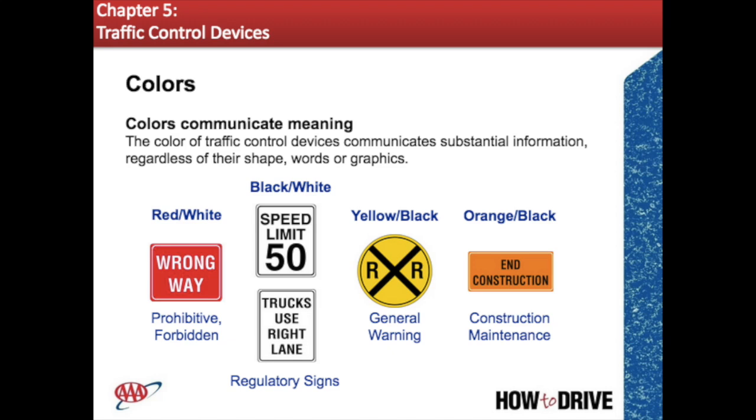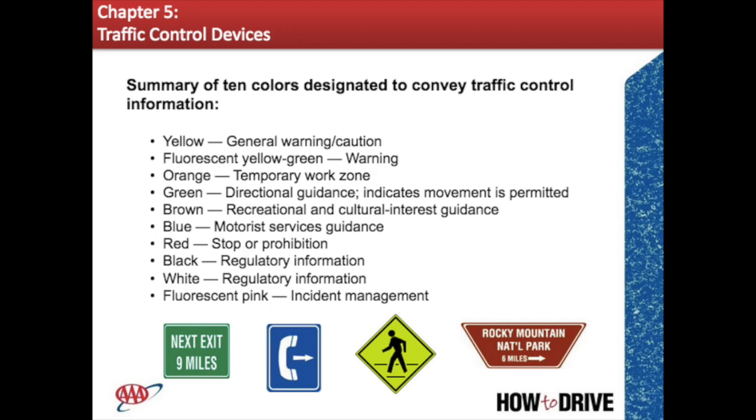First, we have yellow. The meaning of yellow is general warning or caution. Then we have fluorescent yellow-green. This is also a type of warning sign. Then we have orange signs. This means it's a temporary work zone. Followed by green. This means directional guidance, which indicates movement is permitted. Then we have brown signs. This is recreational and cultural interest guidance type signs.